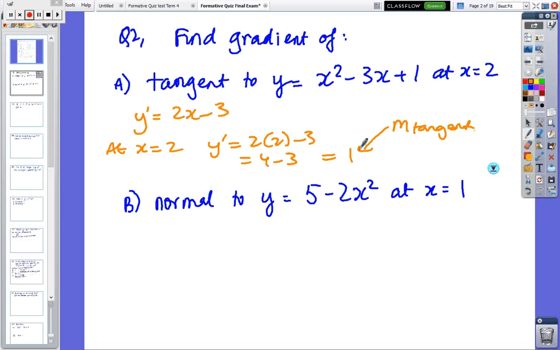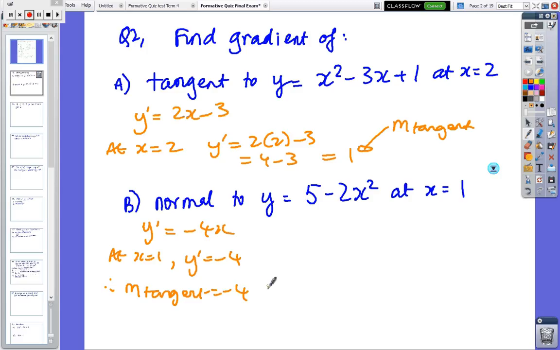Okay. Next one, still do y dash. So we've got minus 4x. So at x equals 1, y dash equals minus 4. So the gradient of the tangent is minus 4. Therefore, the gradient of the normal is a quarter. You flip it upside down and change the sign. Okay, come across when you're ready.